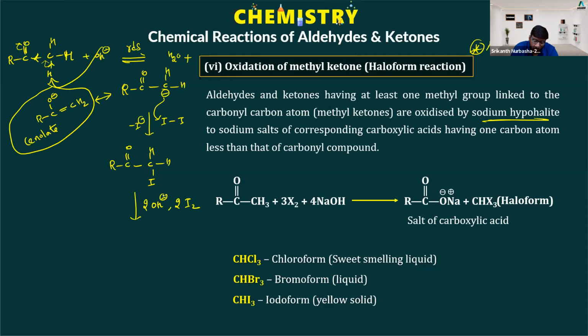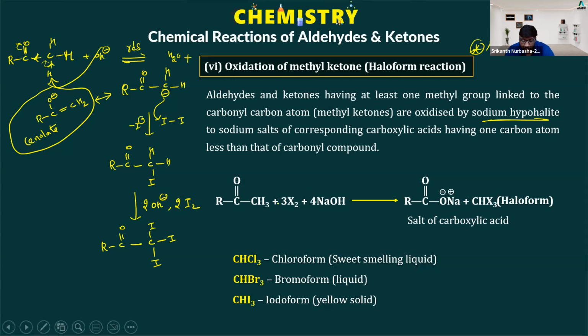Can I say like this? 2 more moles of base and 2 more moles of halogen will form R-C=O-CI3, because these 2 other C-H bonds are also going to be replaced. Up to now, how many moles of NaOH have we used? 3 moles. How many moles of halogen?